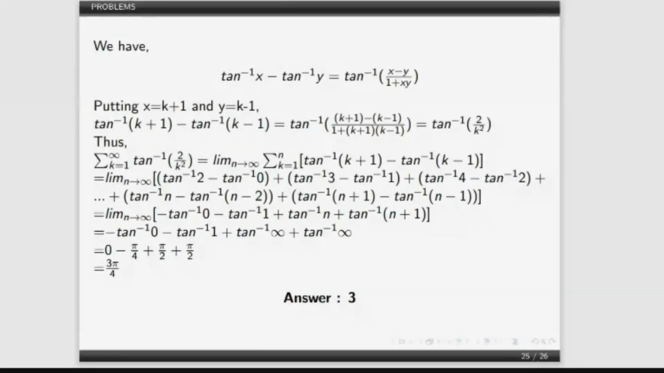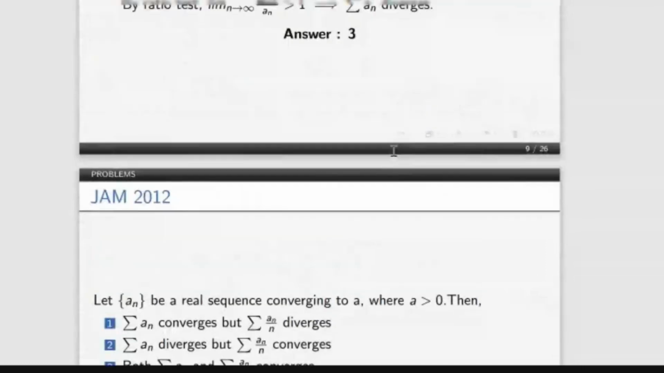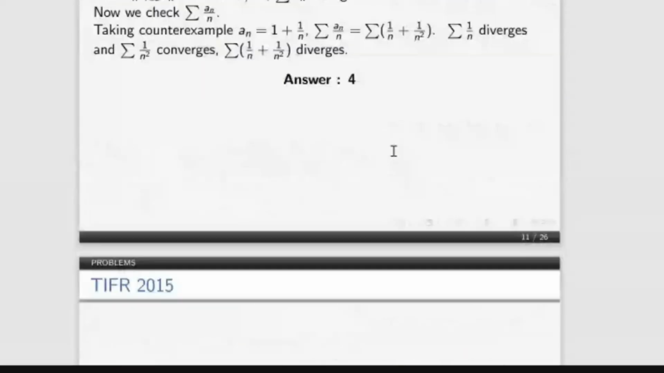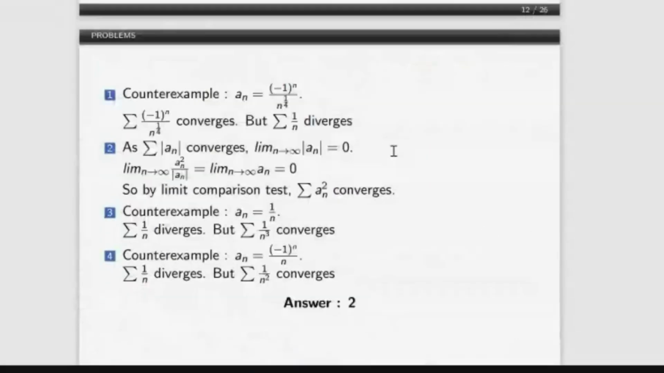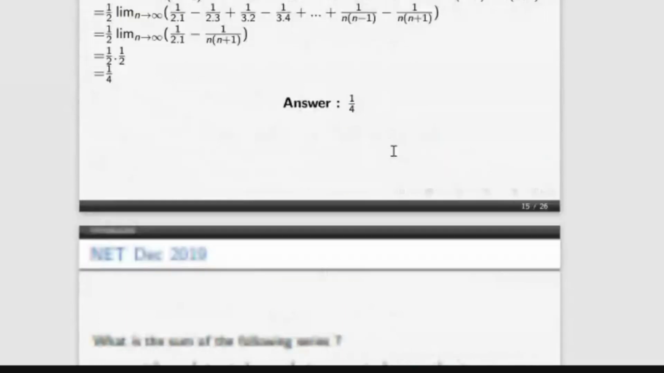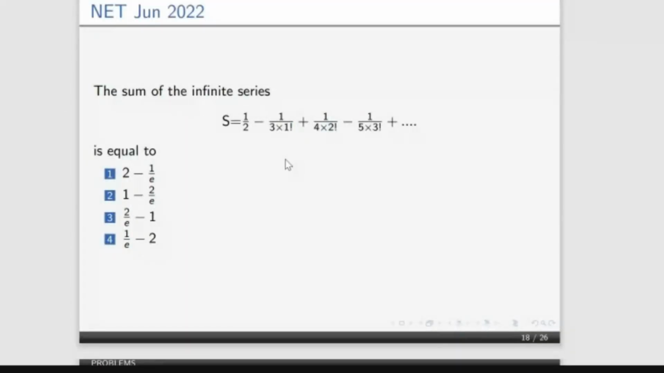Ma'am, can you show question number 3 from the last? Question number 3. I have not put question numbers. Do you remember what the content of the last 3, last 1, 3 was? Factorial is there. Okay, this one. Yeah, this one. Okay.